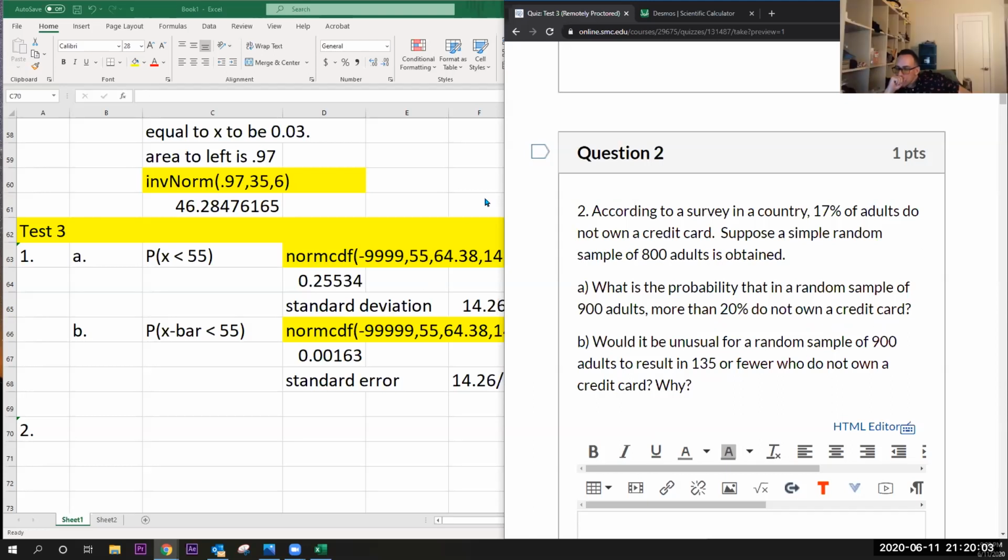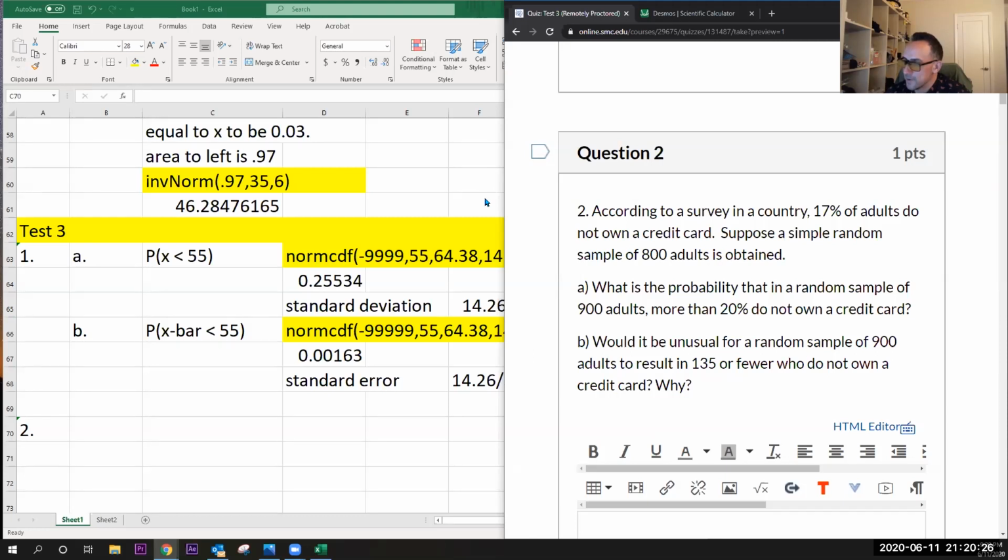This is probably one of the harder questions because it has to do with the proportion. I love this question. I don't know why I love it, because it's hard. I like the hard questions. Sad, huh? I don't know.